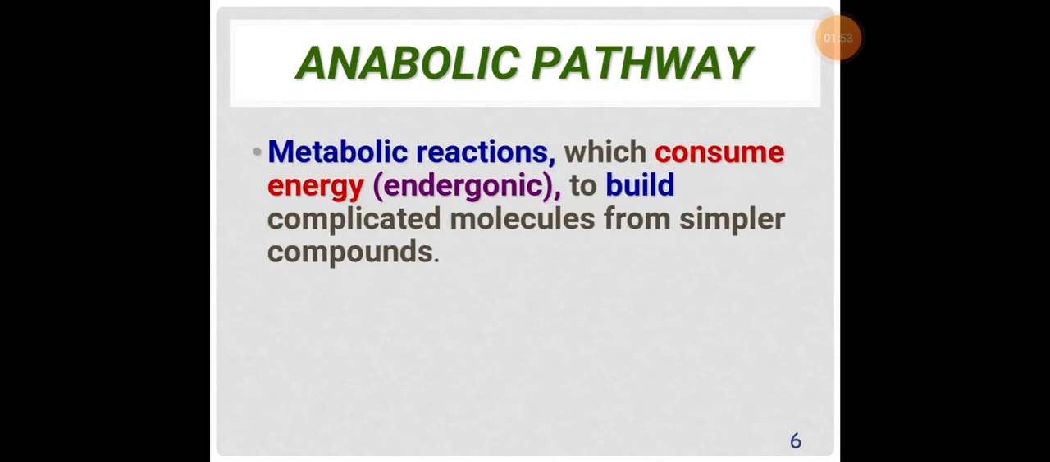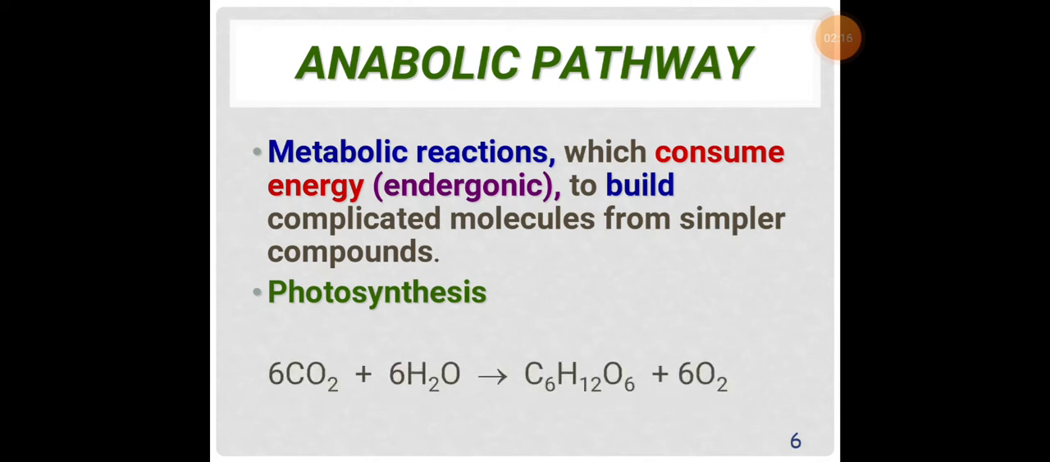Anabolic means building up. It is a metabolic reaction which consumes energy. They need energy. Endergonic means they use energy to build up complicated molecules from simple compounds. For example, photosynthesis: CO2 and H2O, in the presence of light energy, give you C6, which is glucose, and oxygen is released. That is simply an endergonic reaction.